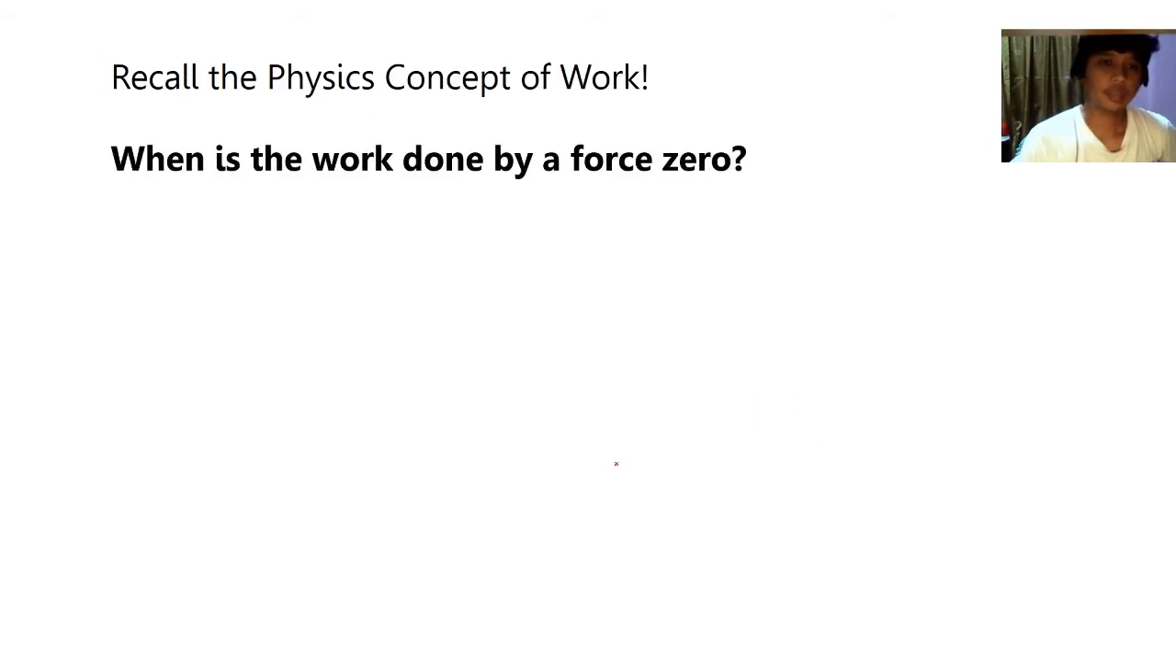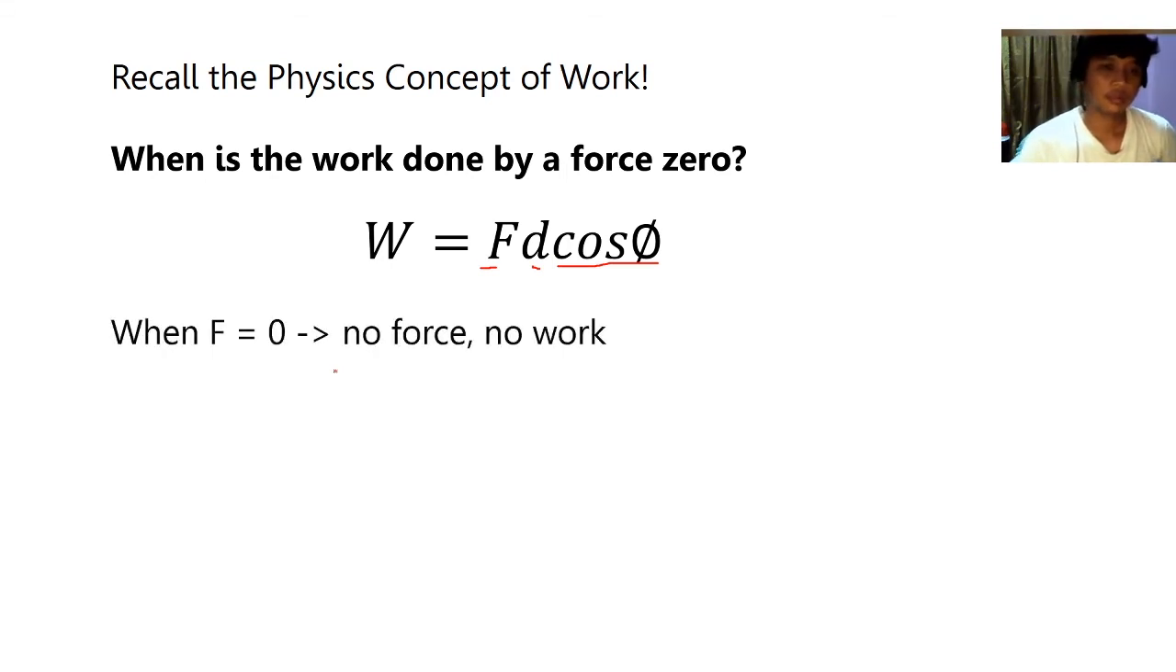So when is the work done by a force zero? Well, there are three variables here, F, D, and let's consider cosine phi as one variable. So if any of these three is zero, then work is zero. Work is zero if F is zero, which means that there's no force. Force is really important for work. It's the force that's doing the work.